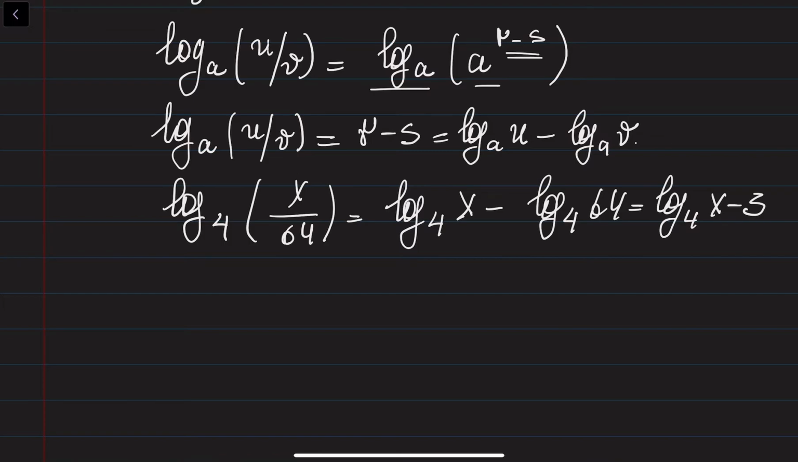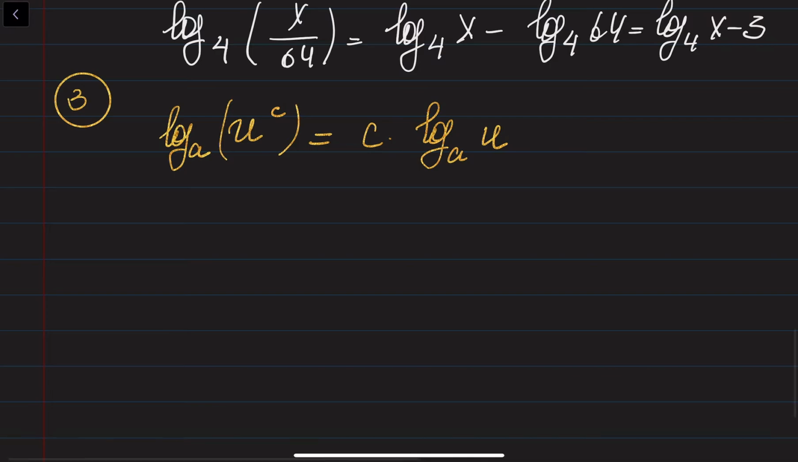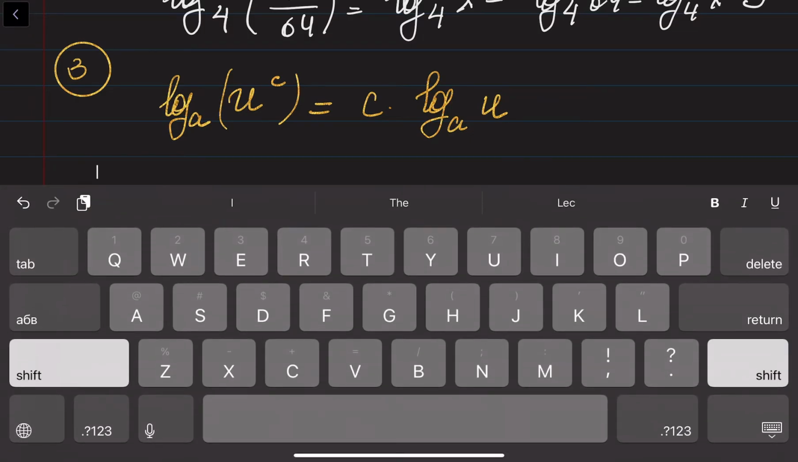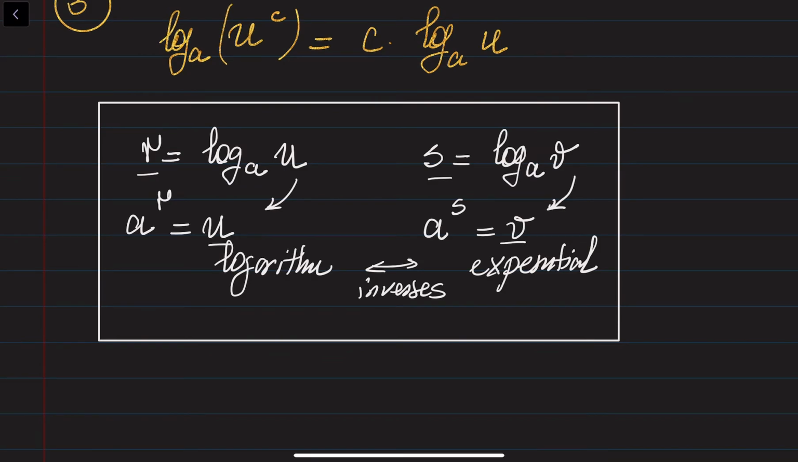And the last property which we would like to discuss today is u to the power of c. Let me write this down. So the logarithm of base a of u to the power of c is going to be equal to c times the logarithm of base a of u. And again, we're going to use the properties of the exponential function. So let me put here the definition of the functions which we introduced so far.